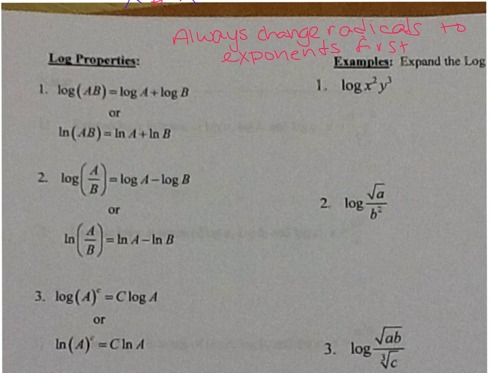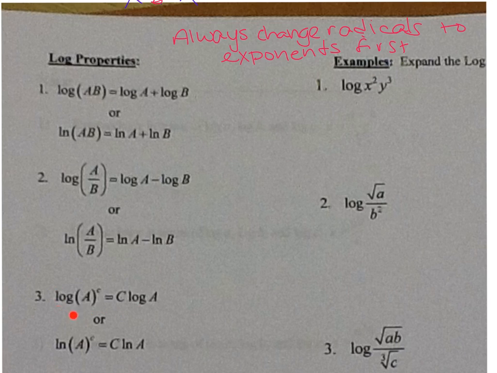All right, so I look at the first one, and I see log a squared y to the 3rd power. So I want to expand it. So expand would mean going from one log, and then when I'm done, I should have multiple logs. Okay, so the first thing I'm looking for are any radicals. I don't see any radicals. I have exponents, but I don't have any radicals. All right, now, because of these exponents, you can't go and do number 3.